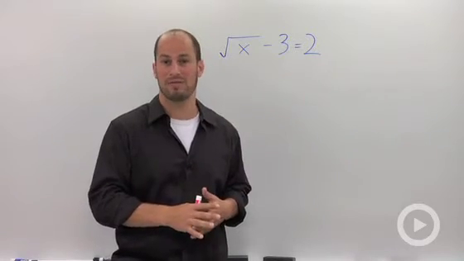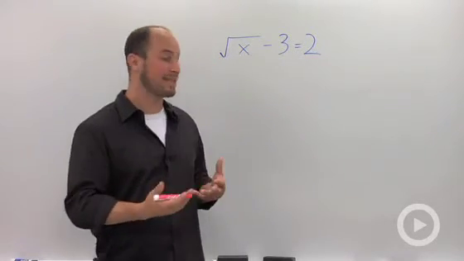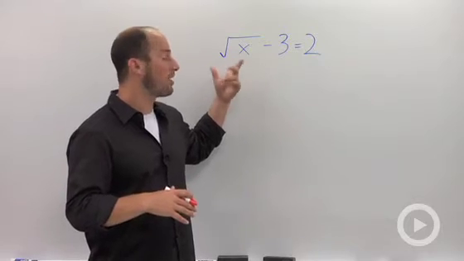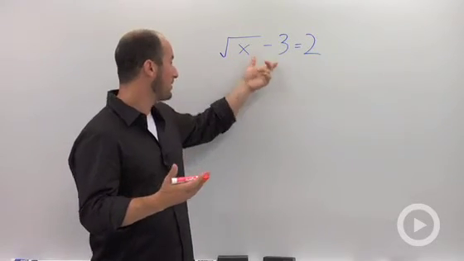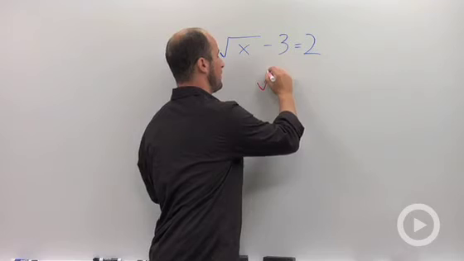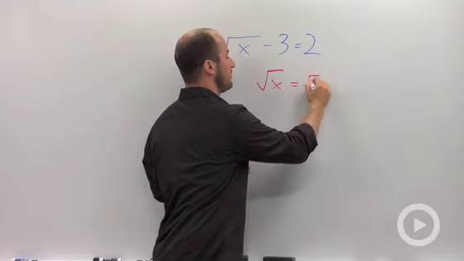So behind me I have a pretty straightforward example, and we're going to solve this out. Okay, so first thing, we want to get our square root by itself. So what we have to do is add 3 to both sides. Square root of x is equal to 5.